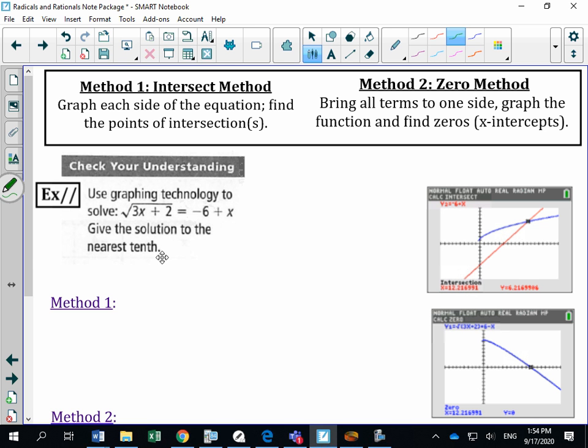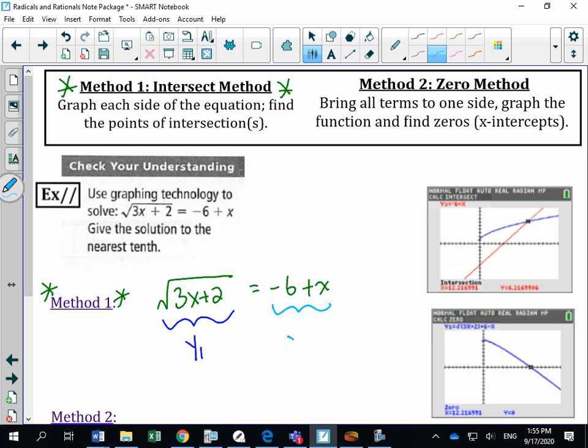So there's two methods. The first method is actually probably the method I prefer. It's called the intersection method. What the intersection method is: write the equation that they give you, the square root of 3x plus 2 is equal to negative 6 plus x. You punch this into y1 on your calculator, and you punch the right-hand side of the equal sign into y2 on your calculator.